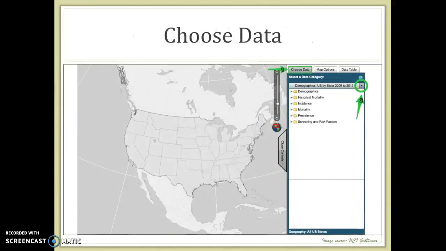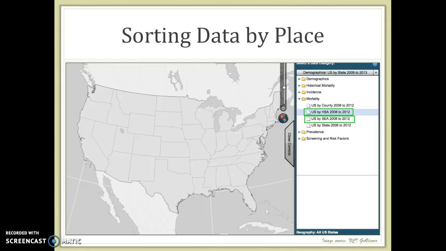To populate the map, open the drop-down menu beneath the title Select a Data Category. You can refer back to the beginning of the tutorial for definitions of these terms. There are two more terms you'll need to know to use this resource. Health Service Areas, or HSAs, are single counties or clusters of counties that are relatively self-contained with respect to hospital care. State Economic Areas, or SEAs, are individual counties or groups of counties that are relatively homogeneous with respect to various demographic, economic, and social factors.